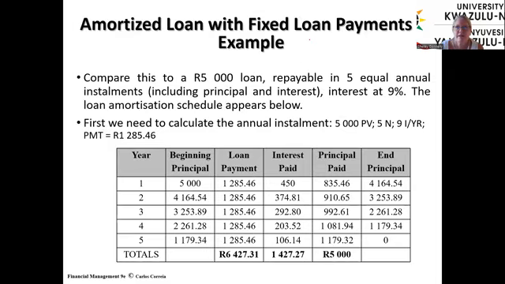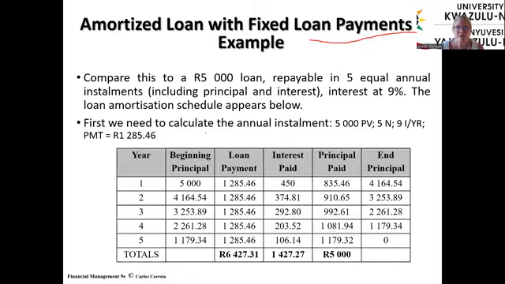The other way is when you pay back the loan in equal annual installments, total payments, which would include principal and interest. Okay, so same amount of the loan, repayable in the same time period, but by virtue of 5 equal annual installments that include both principal and interest, not just principal like the example before, and your interest will be at 9%. The loan amortization schedule will look like this.